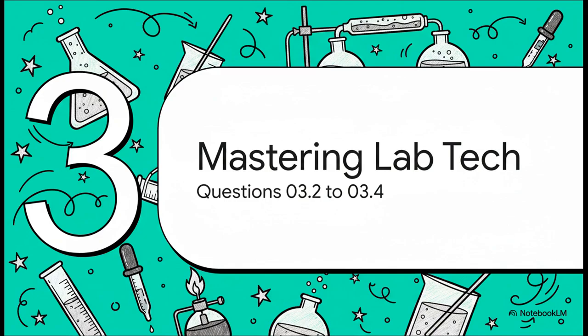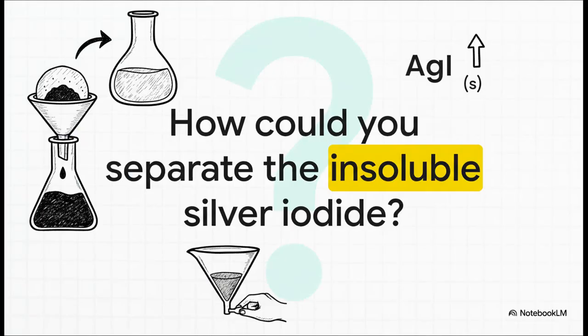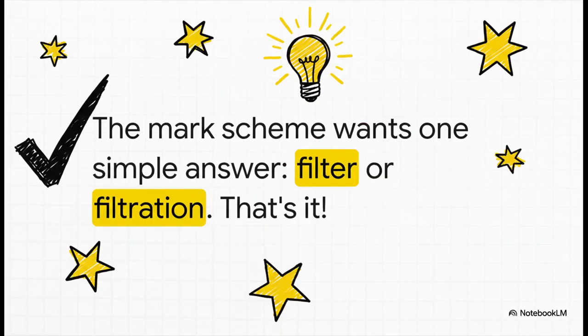We're moving on to Section 3, Mastering Lab Techniques. This is going to be a quick-fire round of 1-mark questions about the practical side of things. Question 03.2 asks how to get that insoluble silver iodide out of the mixture. Remember that little S for solid? That's our big clue. So how do you separate a solid from a liquid? Yep, it's that simple. The mark scheme is looking for one word, filter, or filtration. That's it. That's the whole mark.